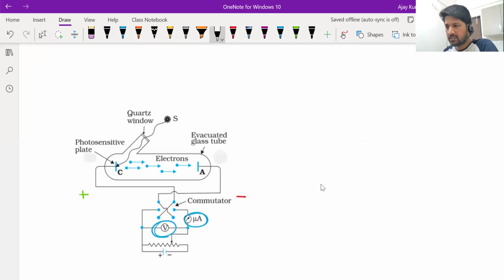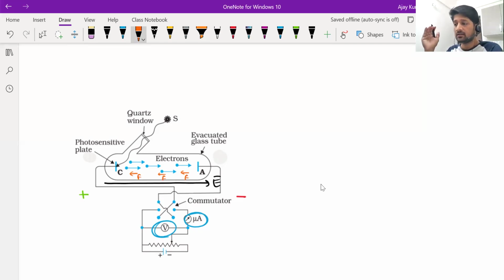Okay, you keep the emitter at high potential, collector A at low potential. Then the electric field will be to the right. If electric field is to the right, the force on the electrons will be to the left. What this force will do is it will prevent, or it will try to prevent, electrons from reaching the collector. It will oppose completion of the circuit. So as a result, what will happen? The current should decrease, and that is what was observed.